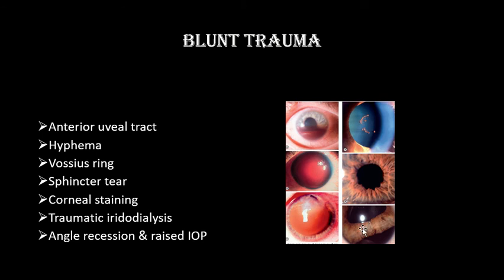See, and the other one is traumatic iridodialysis. The iris is disinserted from the base. This is the pupil, and we can see the lens here because the iris is disinserted from its base. And sometimes there is damage to the anterior chamber angle also. This can lead to angle recession and high intraocular pressure. So in these cases, we have to do gonioscopy to assess the angle of the anterior chamber.